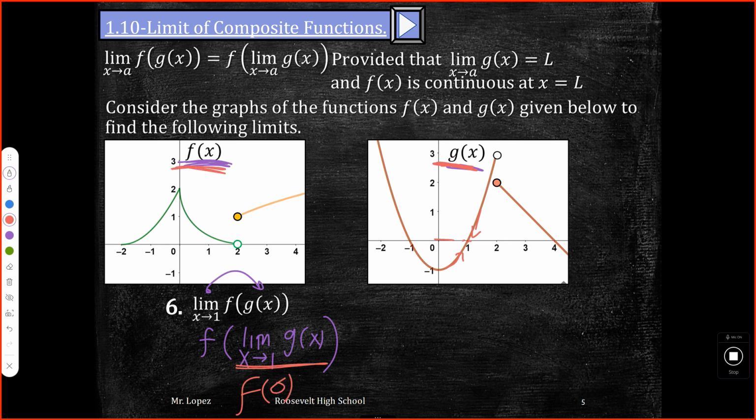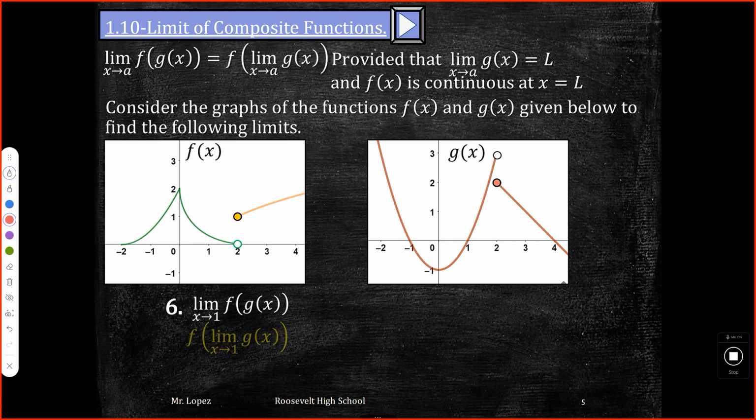F of 0 is 2. So everything's good. This function is continuous here, and this function is continuous here. There's no problem. The answer is 2.